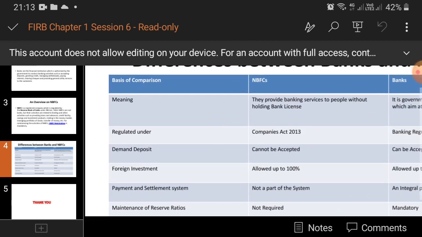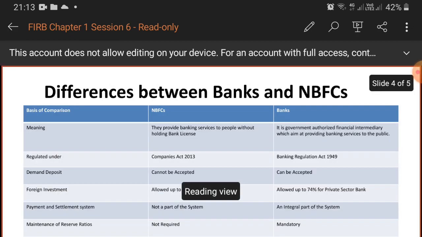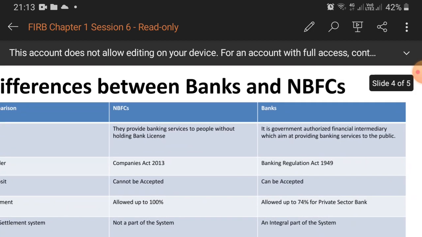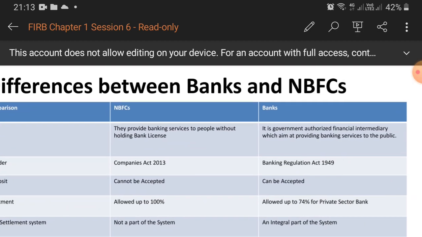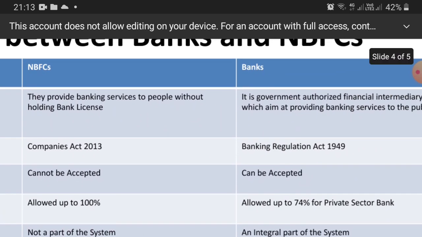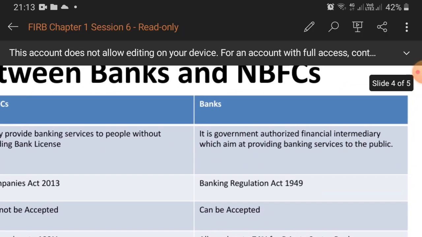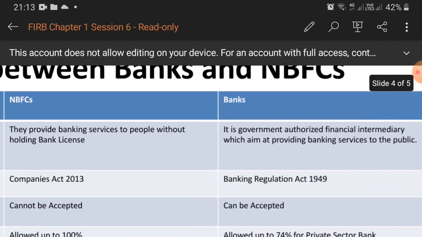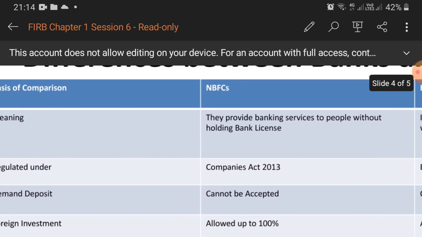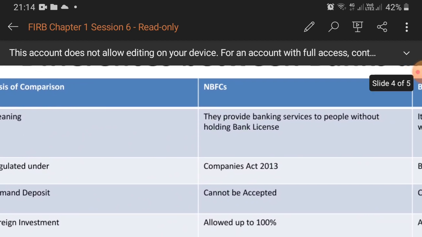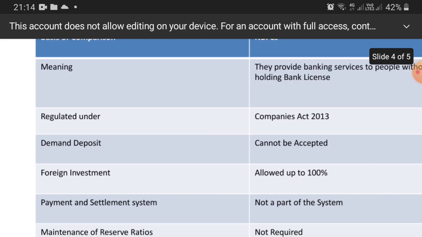Coming to the points of differences, first one is meaning. So the banking institution is a government authorized financial intermediary which aims at providing banking services to the public. Whereas NBFCs provide banking services to people without holding a bank license.